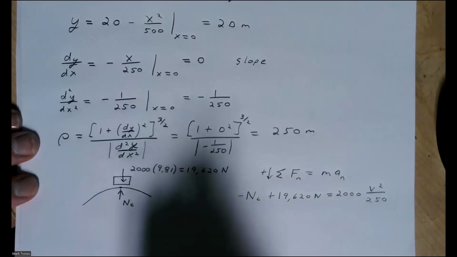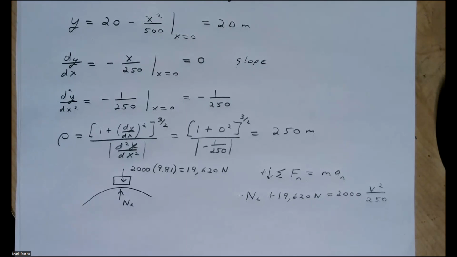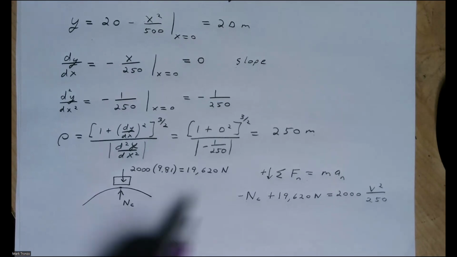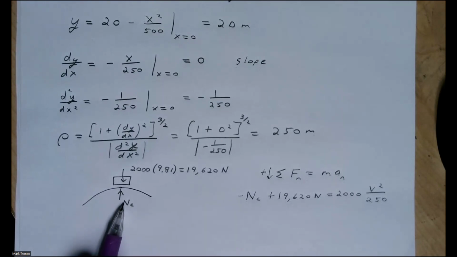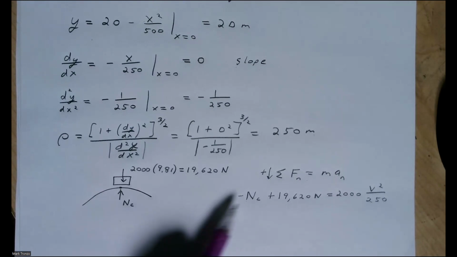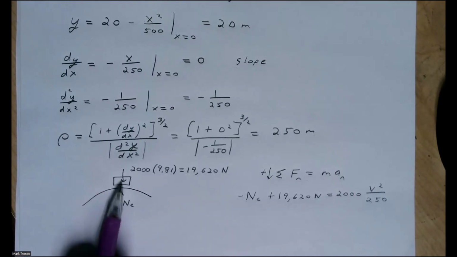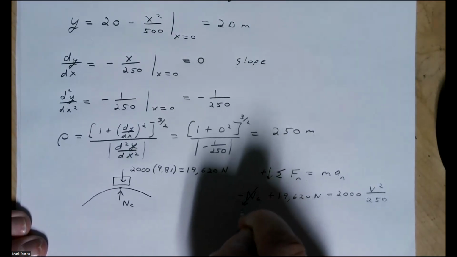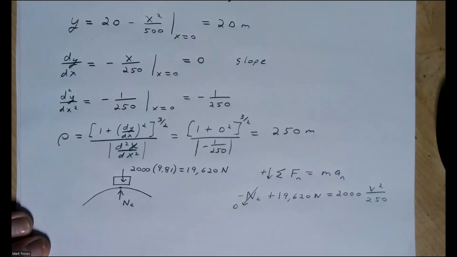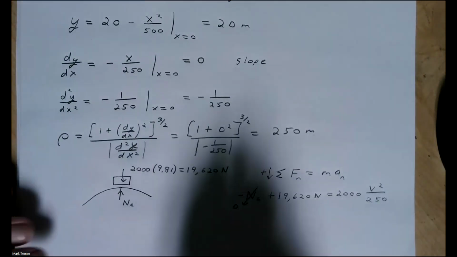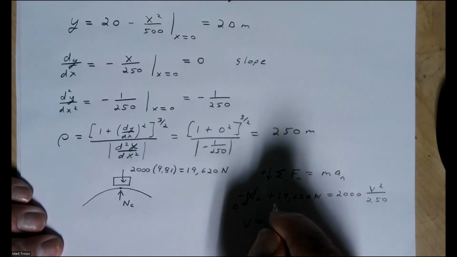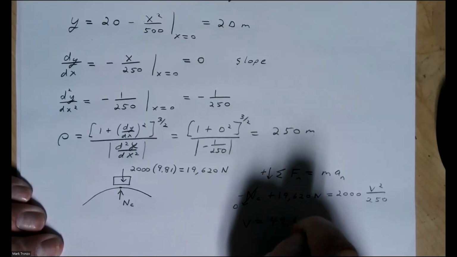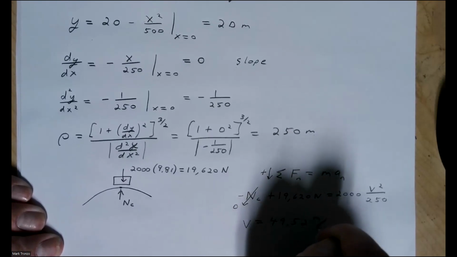And of course, the car is going to leave the road whenever this becomes zero. Remember, as long as there's an upward force, an upward reaction, it's going to stay on the road. But if this ever goes to zero, it's going to separate. So that'll be the point we're interested in, when that's zero. And if you solve this, you're going to get velocity is 49.52 meters per second.